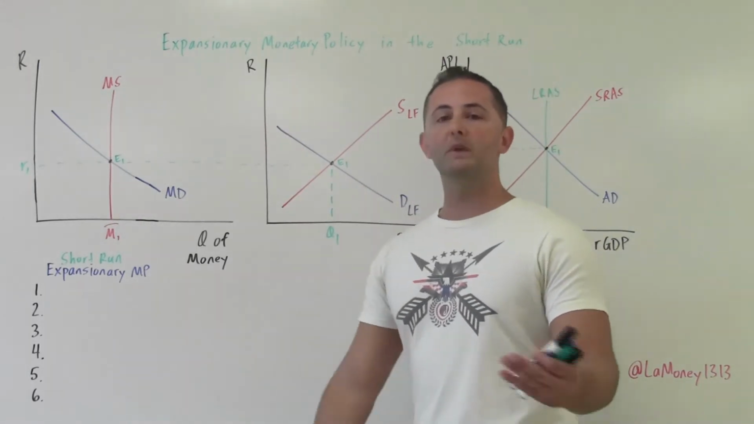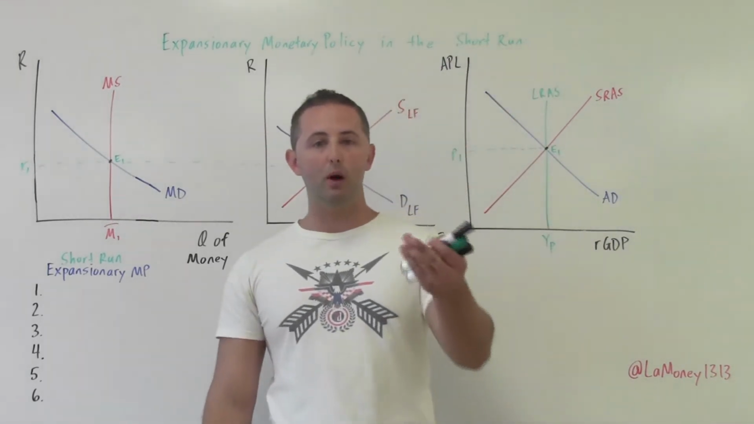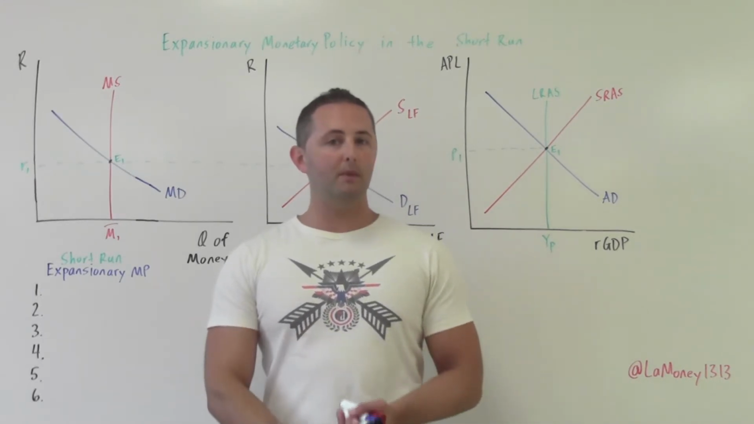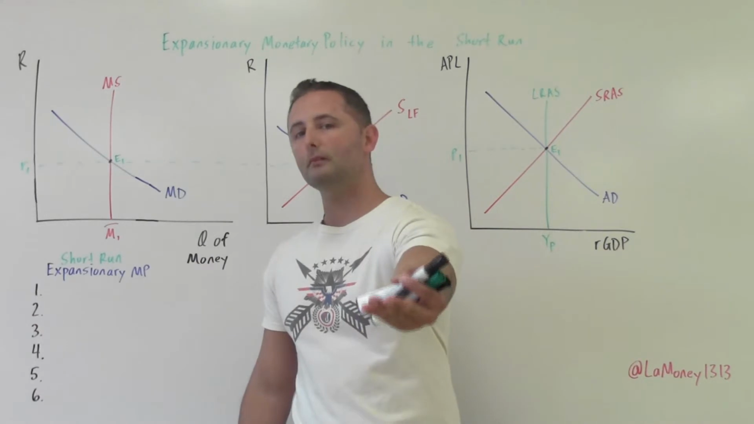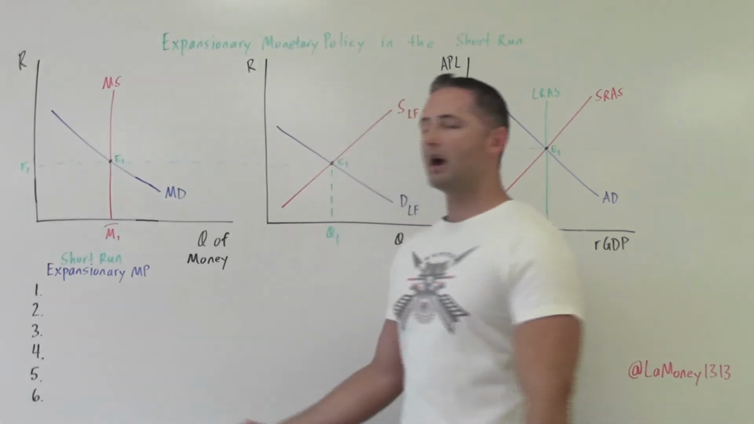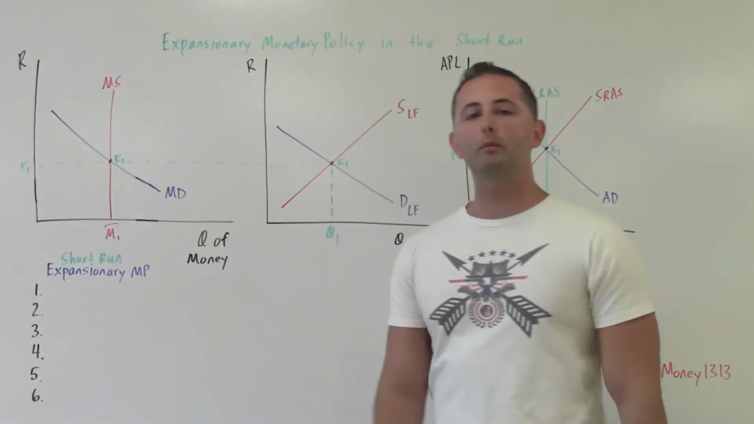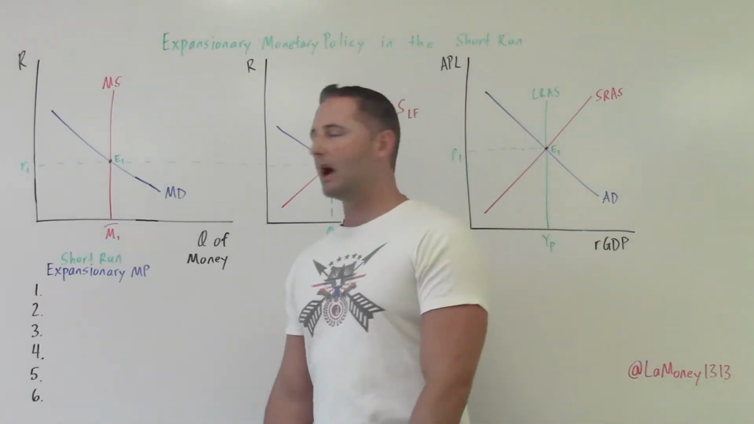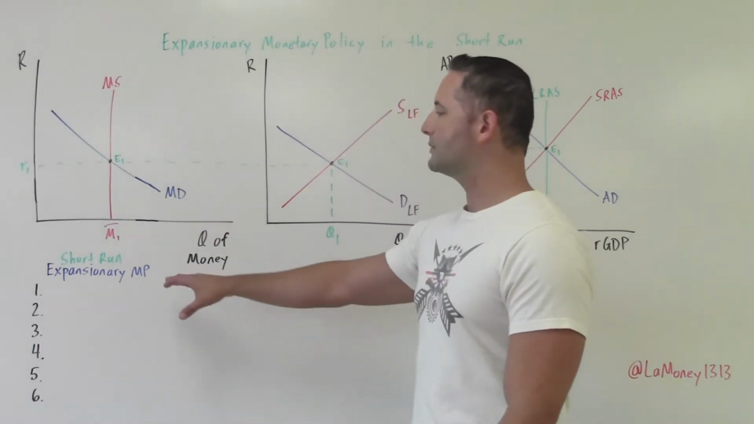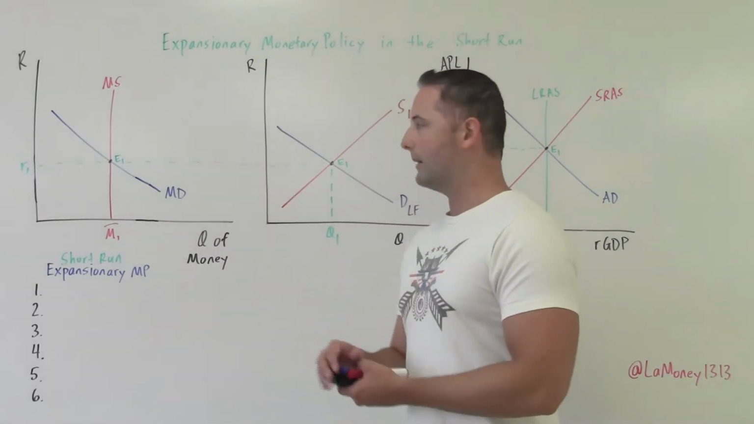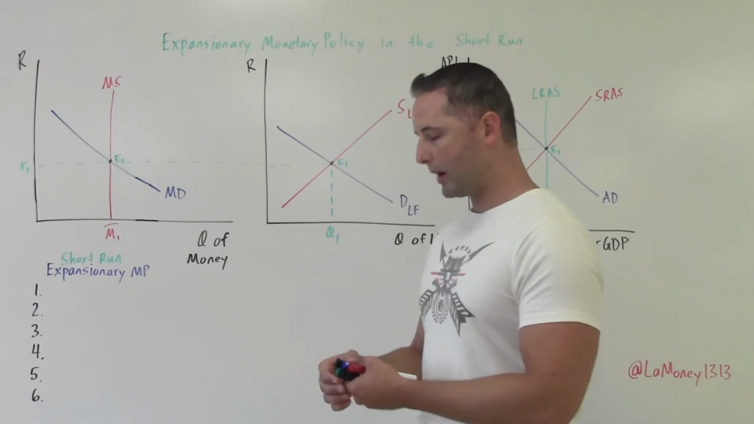Start off with what we know. Expansionary monetary policy. So what would the central bank do? Three options. Reserve requirement, they should decrease. The discount rate, they should decrease. And they should make an open market purchase of government treasuries. So those are their options, and that would be expansionary monetary policy. Remember, the goal of this is to get the economy moving more quickly.